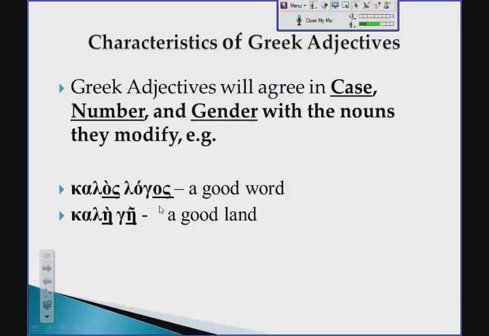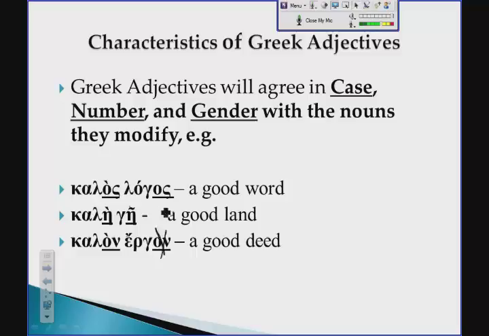And I hope I have another example, kalon ergon. A good work or a good deed. Look at the endings. The adjective and the noun always agree. Okay? You won't have something here and something different there. They will always agree. Okay.